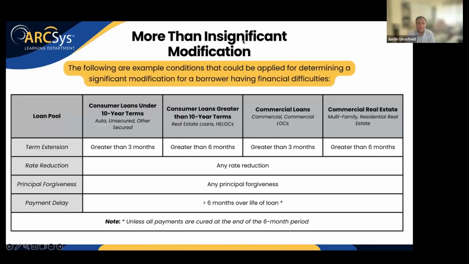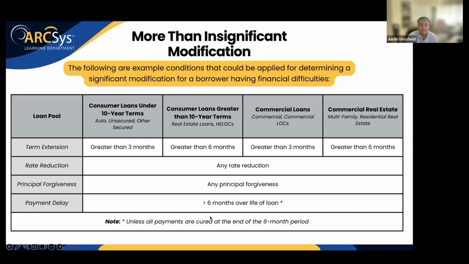So one of the things I put in this modification example, building the terms or the policy that you would have, with the specific 3 months for term extension, any rate reduction, and so forth. One of the notes I have here is unless all payments are cured at the end of the 6-month period. So if they aren't ultimately going to make any concessions because things are going to be cured after a certain time frame, yeah, I think then it could be argued it is not a more than insignificant modification. It would not need to be considered or tracked as a modified loan.